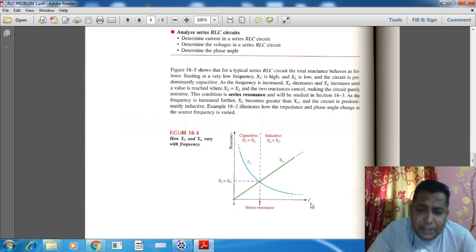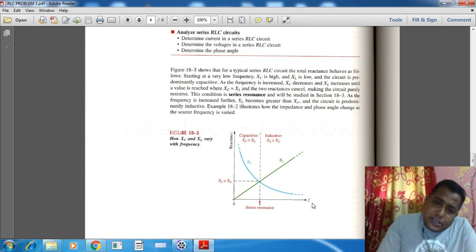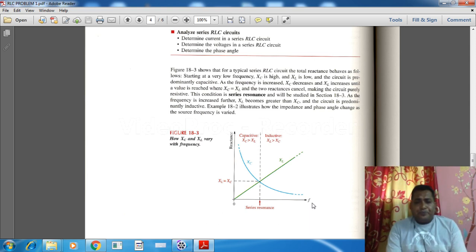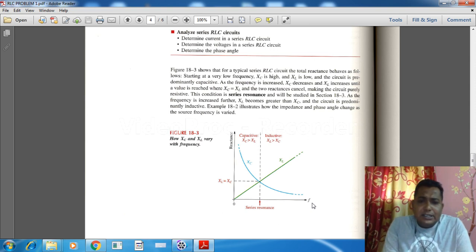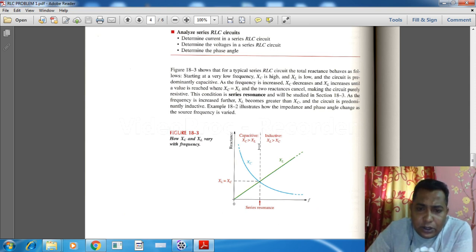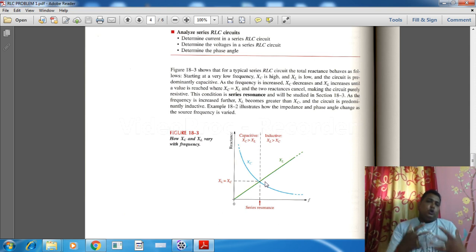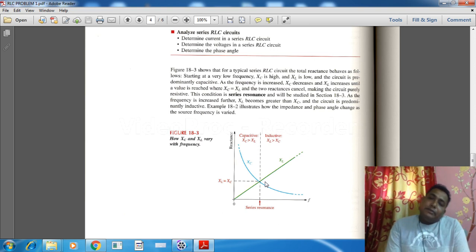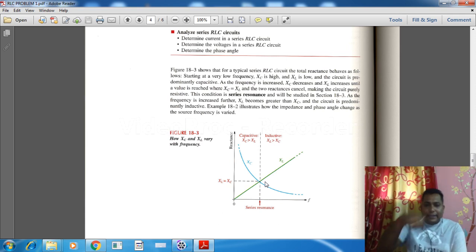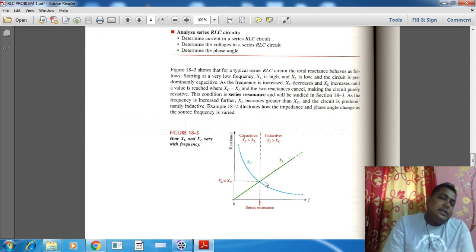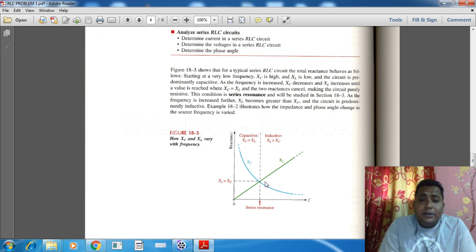In the diagram, on the x-axis we have the frequency, and on the y-axis we have the reactance. Now just check, here there are dotted lines and there is a curve. This blue curve is showing us the inverse relation between frequency and XC. And XL has a direct relation, that is, it is directly proportional to the frequency.